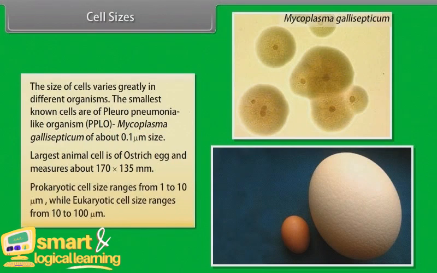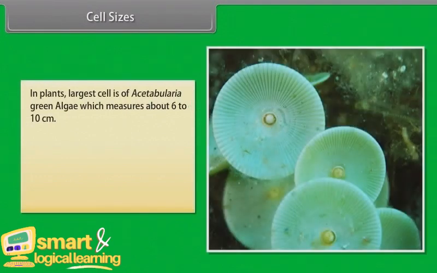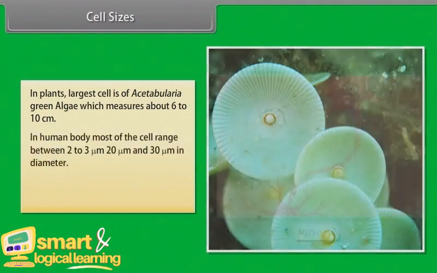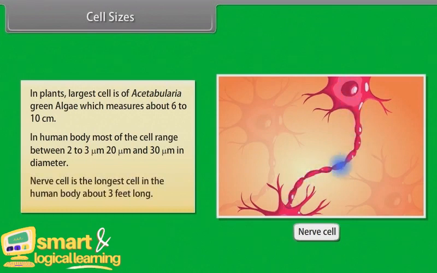Prokaryotic cell size ranges from 1 to 10 micrometer, while eukaryotic cell size ranges from 10 to 100 micrometer. In plants, the largest cell is of Acetabularia, a green alga, which measures about 6 to 10 centimeter. In the human body, most of the cells range between 2 to 3 micrometer, 20 micrometer and 30 micrometer in diameter. Nerve cells are the longest cells in the human body, about 3 feet long.